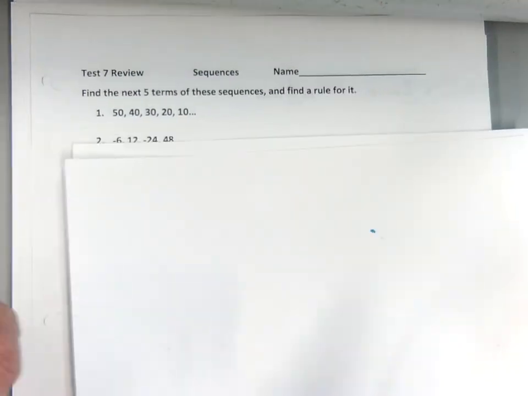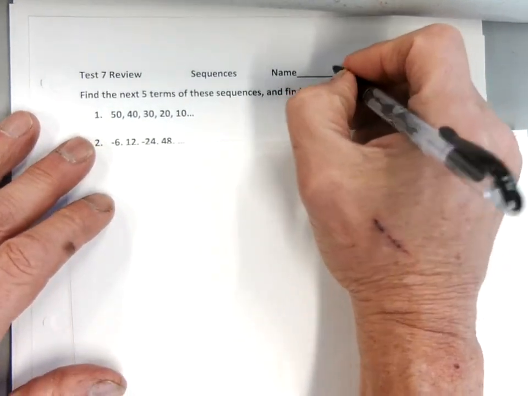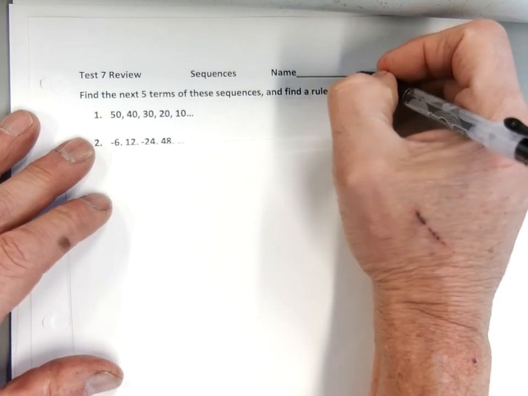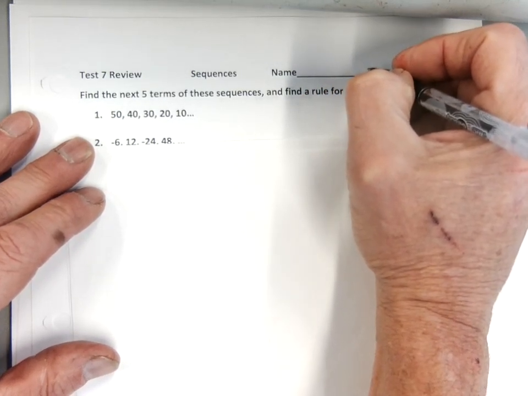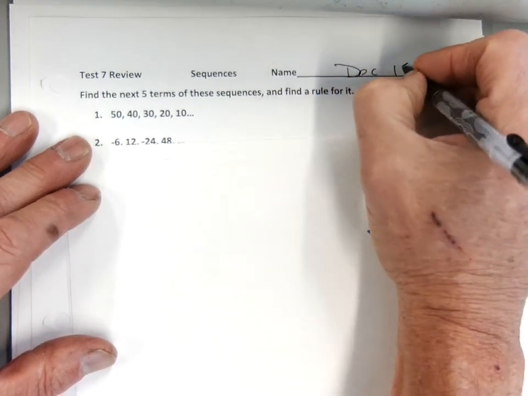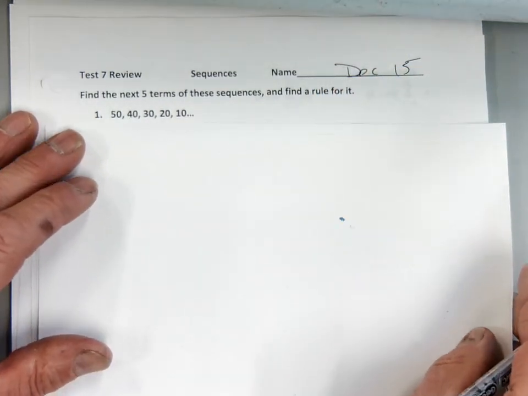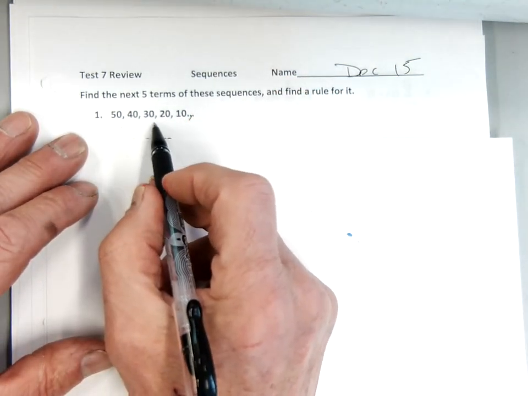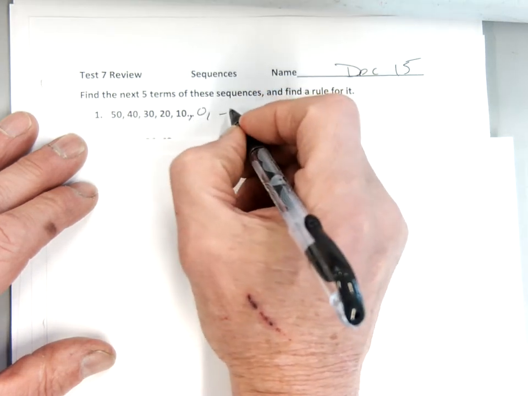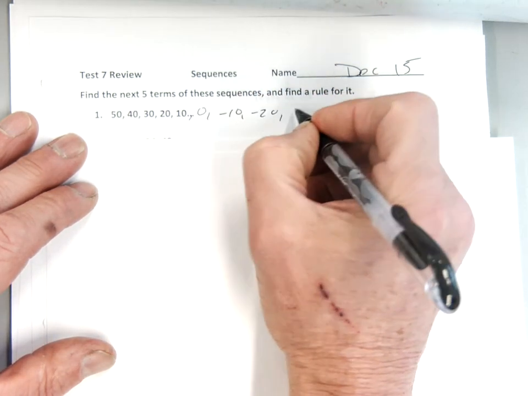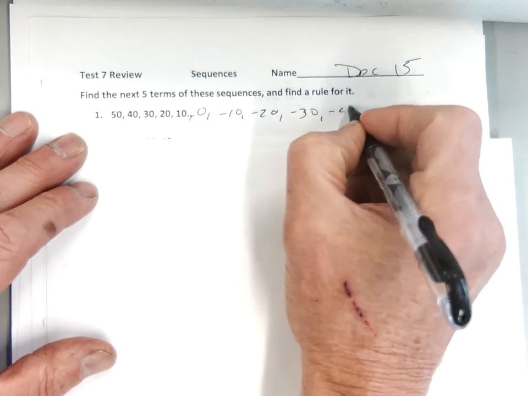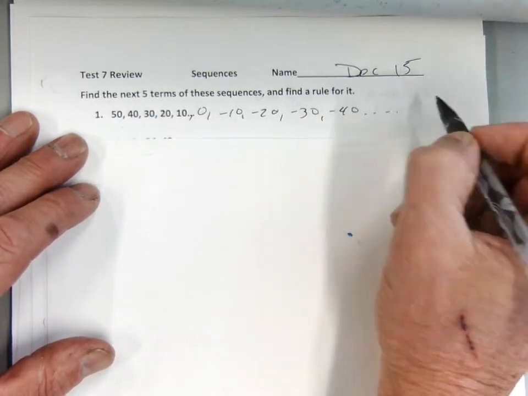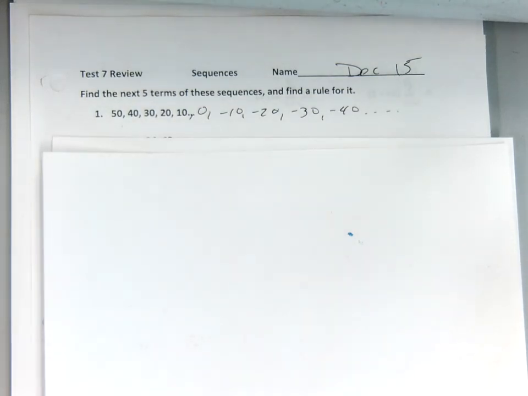All right, so, 15. So the next 5 terms, that's pretty easy. 50, 40, 30, 20, 10, 0, negative 10, negative 20, negative 30, negative 40. Everybody agree? It's just going down by tens. So I'm going to do that first, and that should be the easy part. Everybody should be able to at least get half of this problem right.